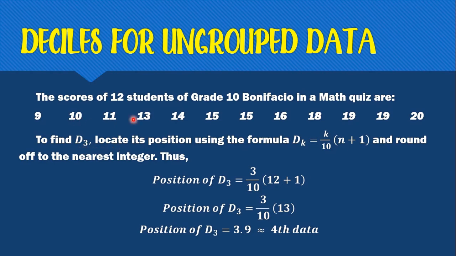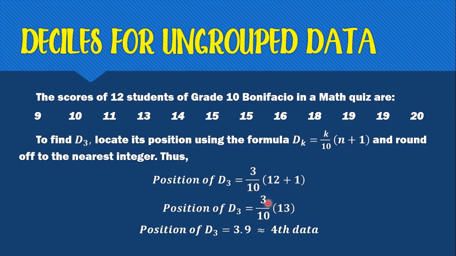So the first step is we arrange into ascending order, and the next is locate its position using the given formula. Our k now here is 3 because we are looking for the third decile. And then we round off to the nearest integer. Thus, position of D sub 3 is equal to 3 over 10. Again, this is over 10 because we are referring to the deciles. And then our n, we have 12 scores mentioned. So 12 plus 1 is 13.